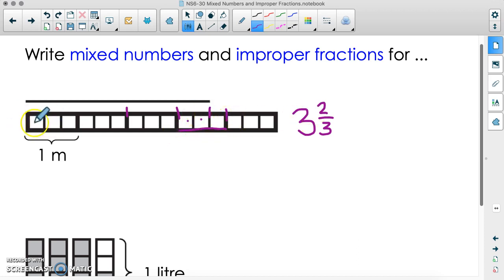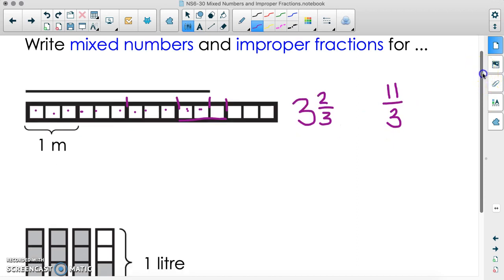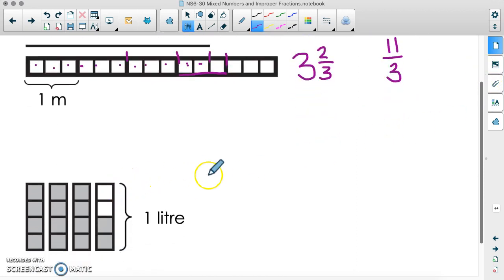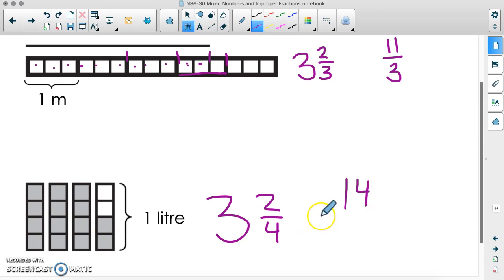For our improper fraction, we could say that we have 1, 2, 3, 4, 5, 6, 7, 8, 9, 10, 11 blocks, and each meter is still divided into 3. Our denominator always has to be 3. So those would be our 2 fractions. Now for this one, we could say we have 3 full liters, and then we have 2/4 of that 4th one, or 1/2, either or. Or for the improper fraction, we have 4, 8, 12, and then 13, 14 total over 4. We're always dividing into 4.